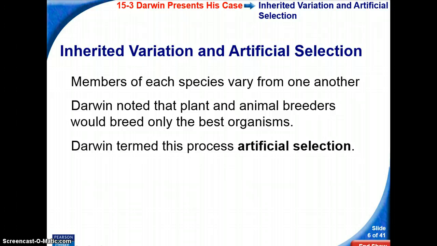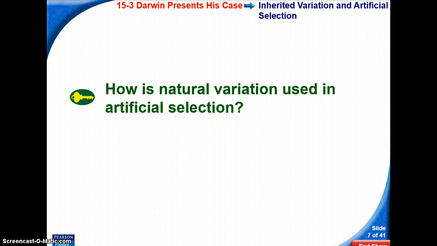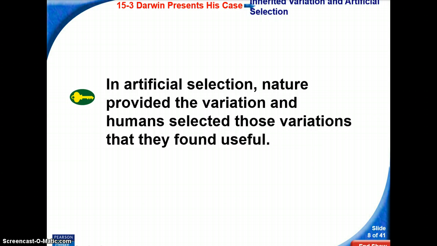Darwin also noted that plant and animal breeders would breed only the best organisms. So if they wanted to grow a particular plant that was a particular height, they would only breed plants of that height. If they only wanted to breed certain dogs for certain skills, they would look for the best dogs that had that particular skill. And he termed this process artificial selection. So that brings us to our first key concept question. How is natural variation used in artificial selection?